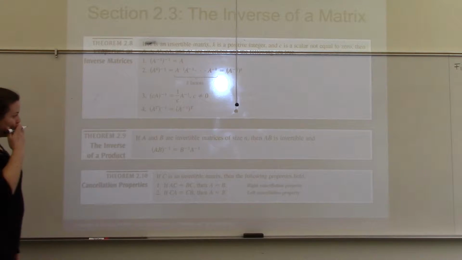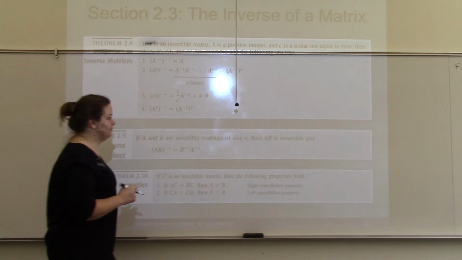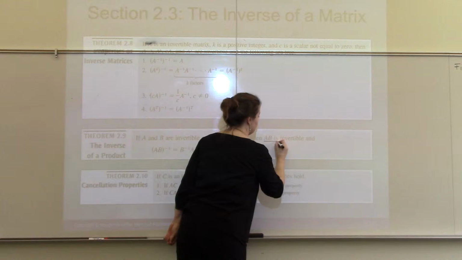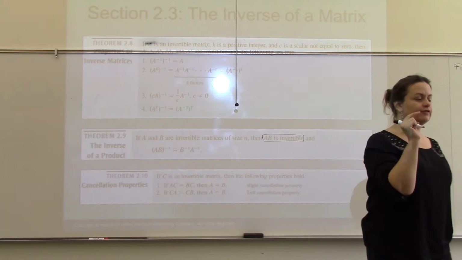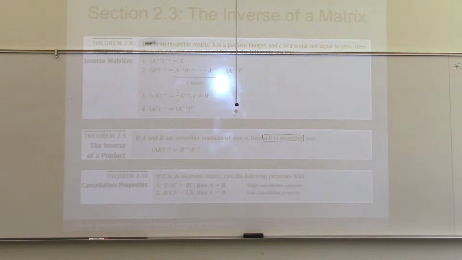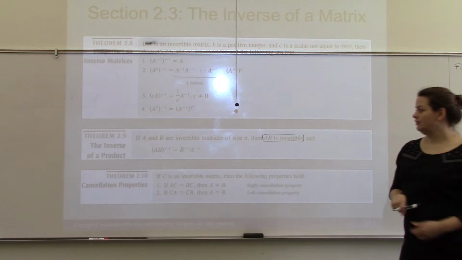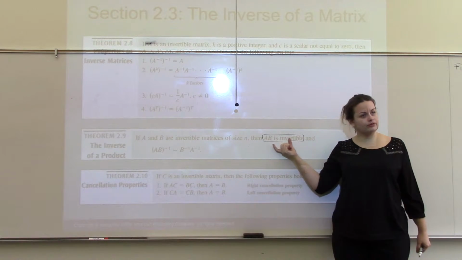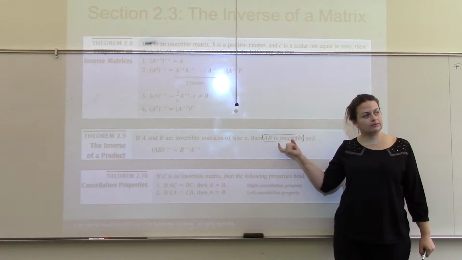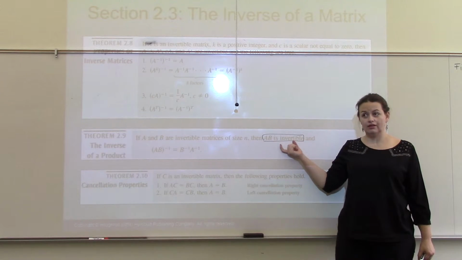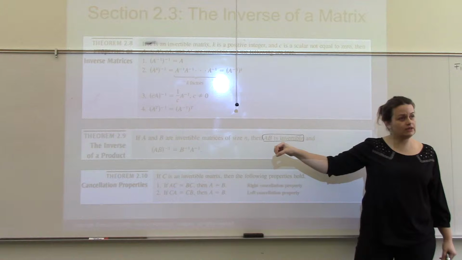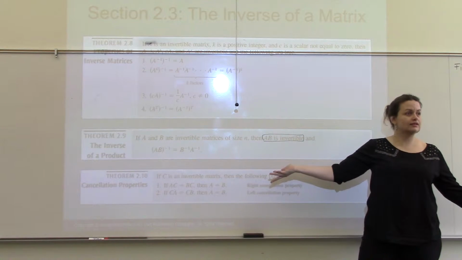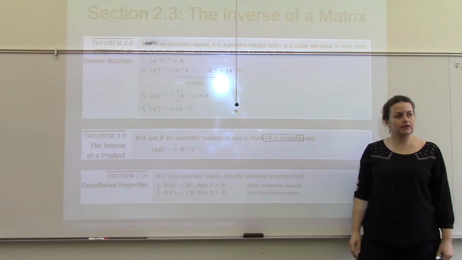So if A and B are invertible matrices, then A times B is invertible. How do you show that a matrix is invertible? So you find the inverse, right? So, do I have to do a separate proof for when I show that A times B is invertible? Not if I find the inverse, I don't, right? So if I find the inverse of A times B, I'm showing that it exists, right? So I'm showing that it's invertible.